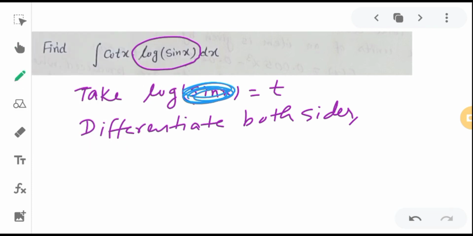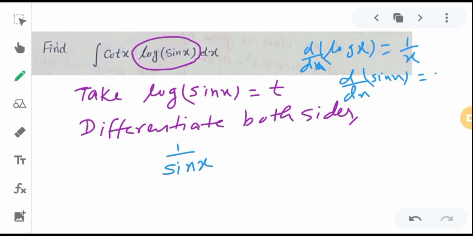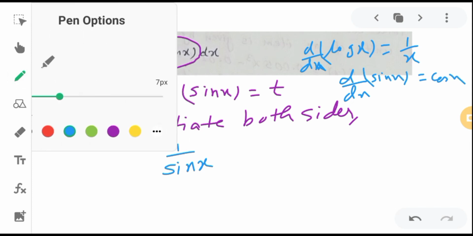We know one formula: the derivative of log x is nothing but 1 upon x. This is not log x, this is log of sin x. So this sin x I will treat as x, then the derivative will be 1 upon x, which means 1 upon sin x. Log sin x derivative will be 1 upon sin x. Then the derivative of sin x is nothing but cos x.